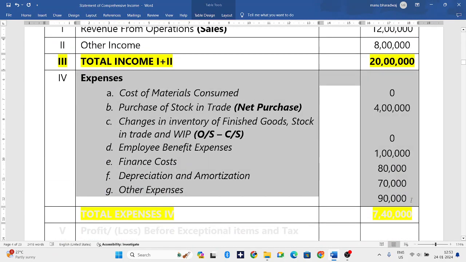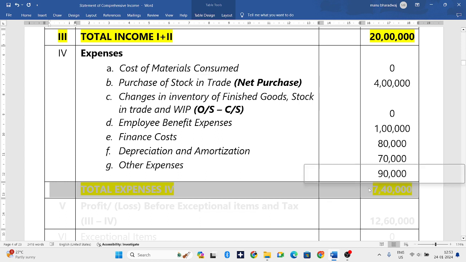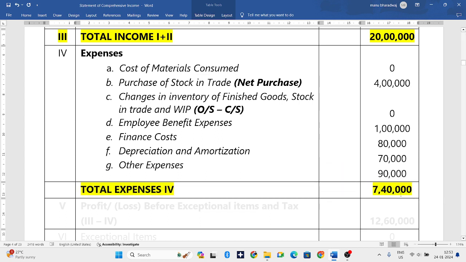Now add all these expenses. Fourth point: 4 lakh plus 1 lakh plus 80,000 plus 70,000 plus 90,000. We will get 7,40,000, and that 7,40,000 is our total expenses.